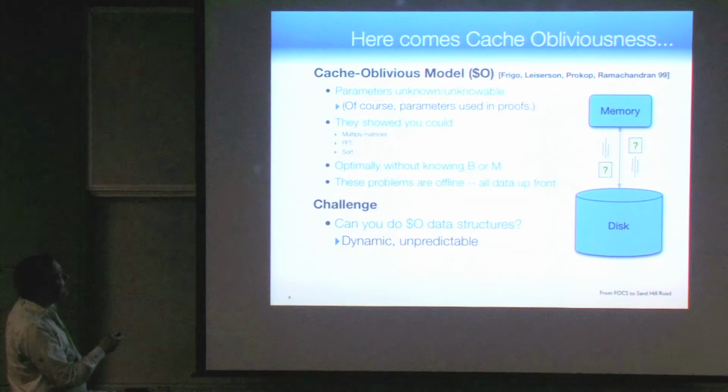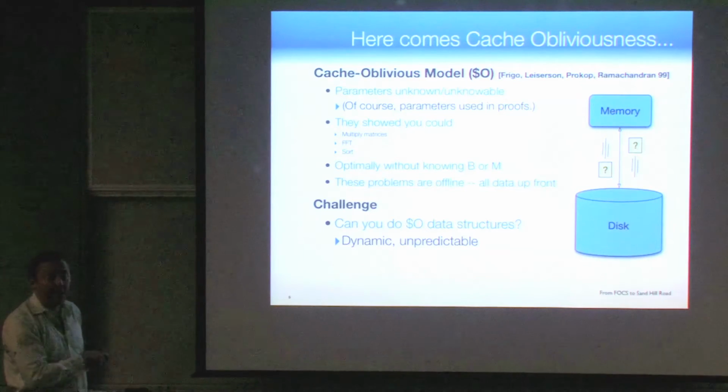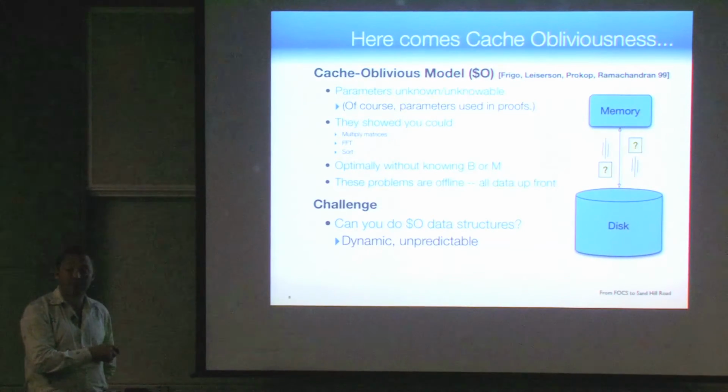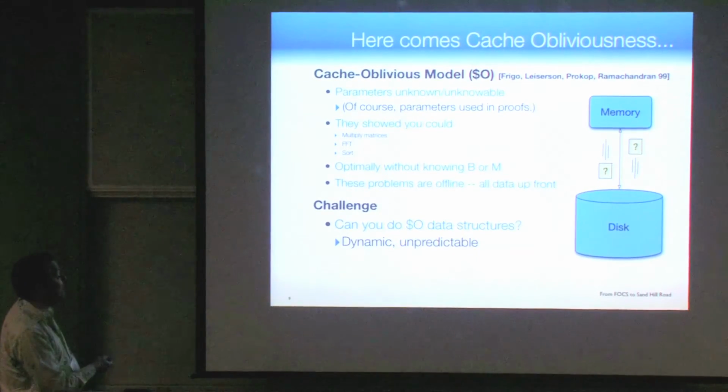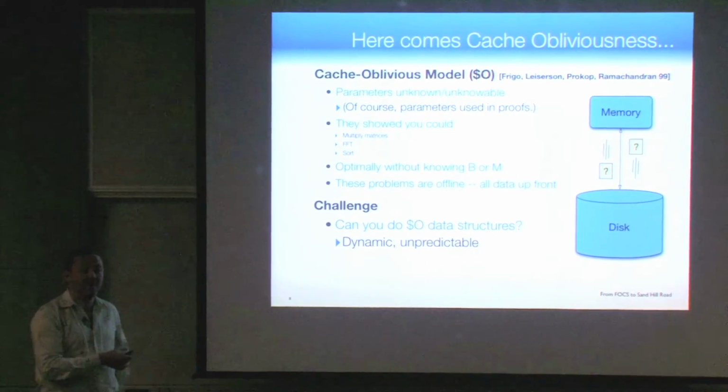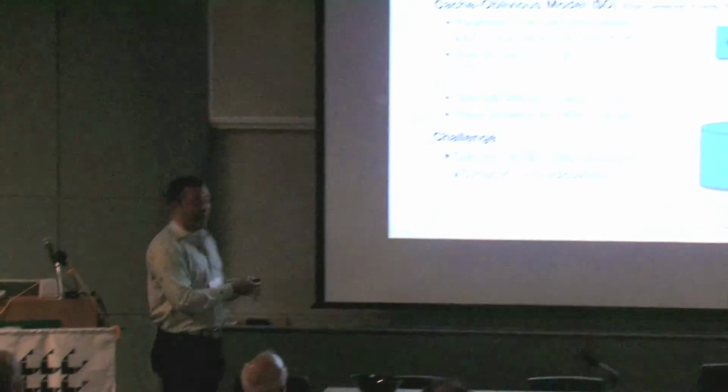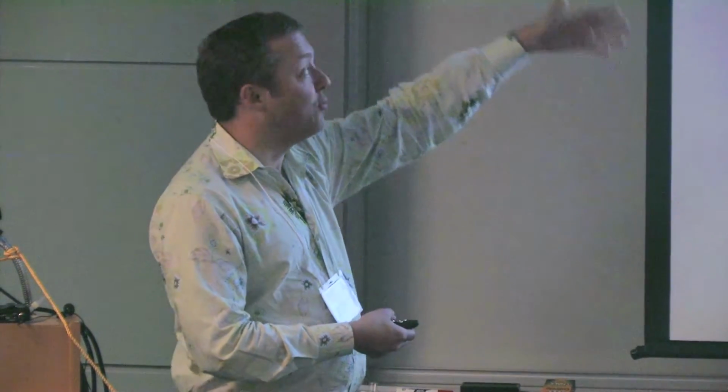So they showed that even without knowing B, you could do matrix multiplication and FFT and sorting just as well as if you knew B. And the challenge was, can you do cache oblivious data structures? Because with these, you get all your data up front, and the computation is regular and recursive, and the main idea is at some point you recurse down small enough that your recursive subproblems fit inside these blocks, whatever the size of the block is. At some point you'll fit, and then you do good stuff, and through the magic of mathematics, it all works out.